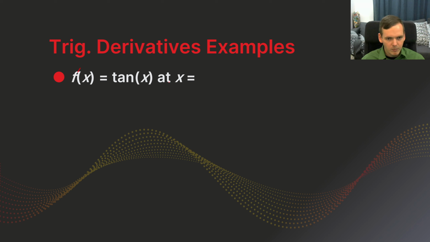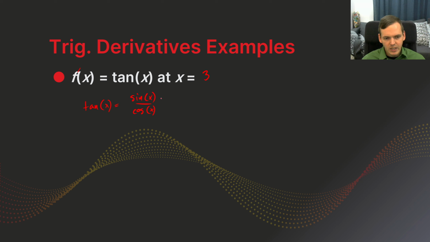we can put in something a little more interesting. Say x equals 3. So tangent, as you hopefully remember, is equal to sine of x over cosine of x.